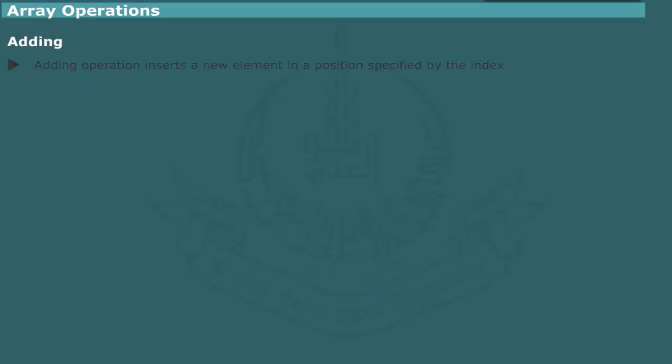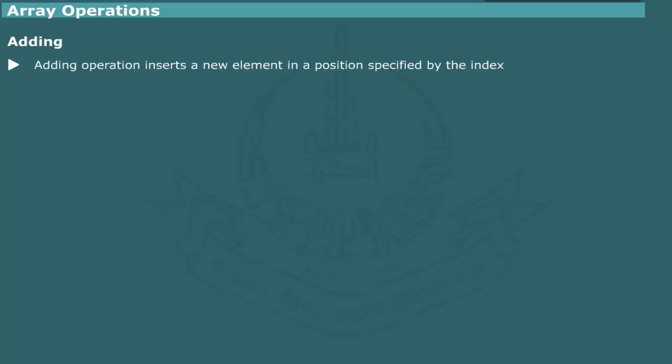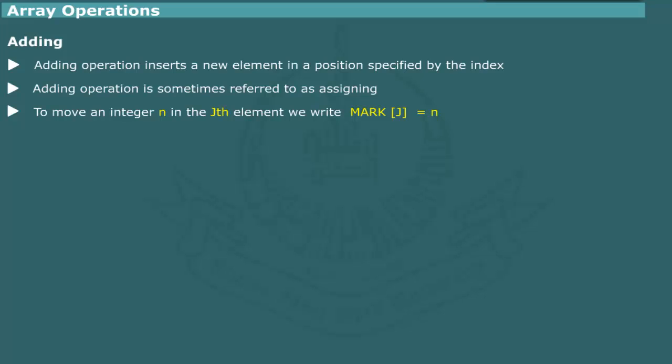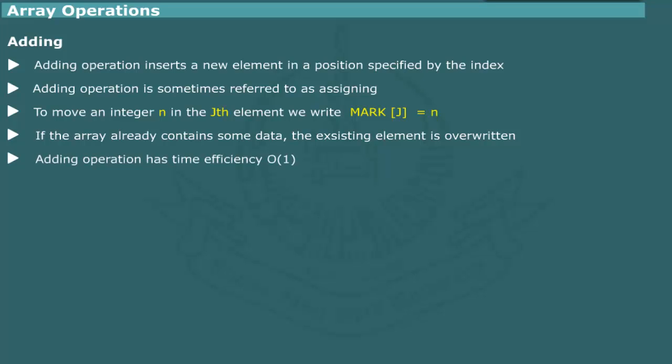Adding. The add operation places a new element in the array in a position specified by the index. It is also called assignment operation. Thus, if we want to move an integer n in the jth element of array mark, we simply write mark[j] = n. If the array already contains some element in the specified position, it is replaced by the new element. The add operation has time efficiency O(1).